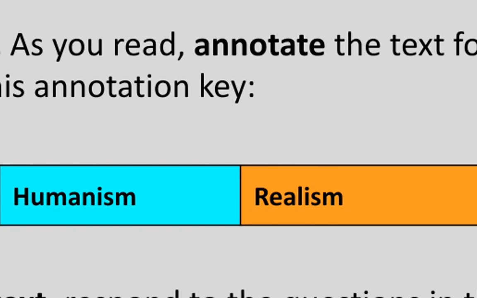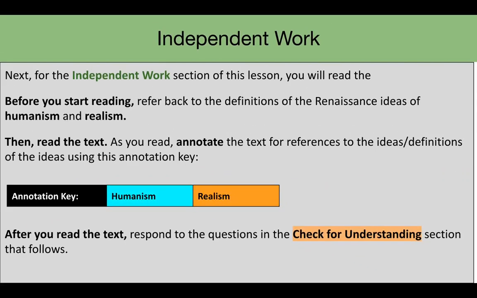Blue for humanism, orange for realism. After you read the text, respond to the questions in the Check for Understanding section that follows. You may want to pause this video once more for time to read and annotate The Prince.